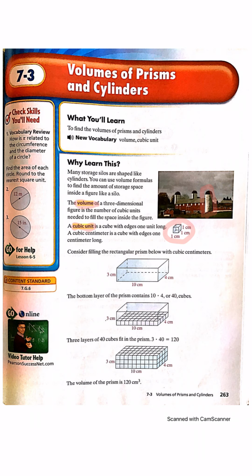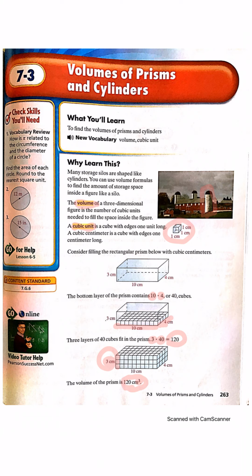The bottom layer of the prism contains 10 by 4 or 40 cubes. So see, here's 4 this way, 10 this way. So there's 40 cubes on that bottom layer. Well, there are 3 layers. 1, 2, 3. So you take the 40, 4 times 10, and multiply that by the 3, and that's going to give you 120. The volume of the prism is 120 centimeters cubed.